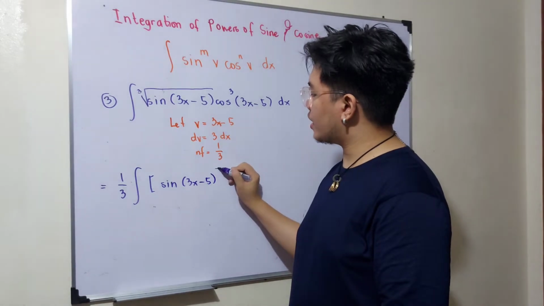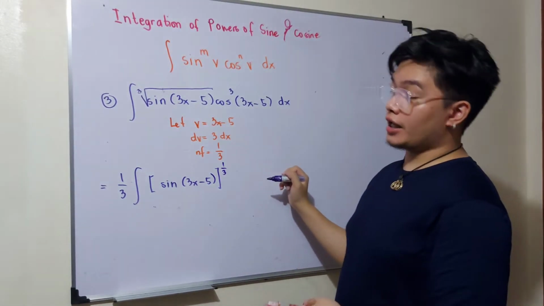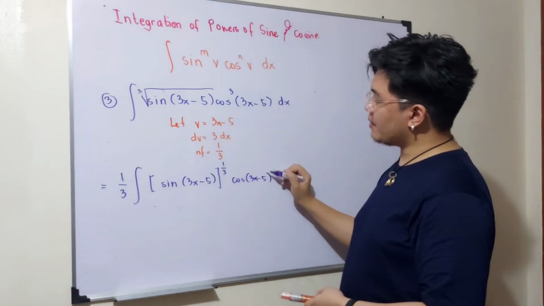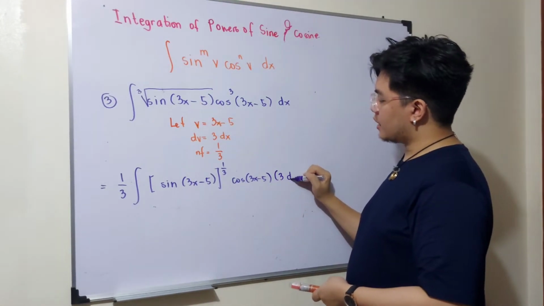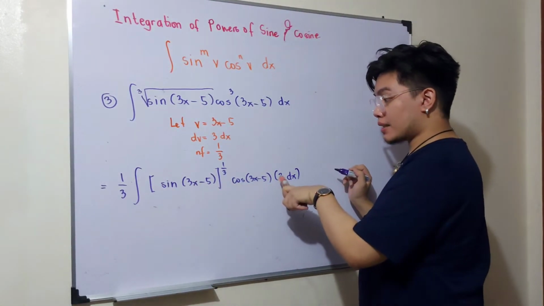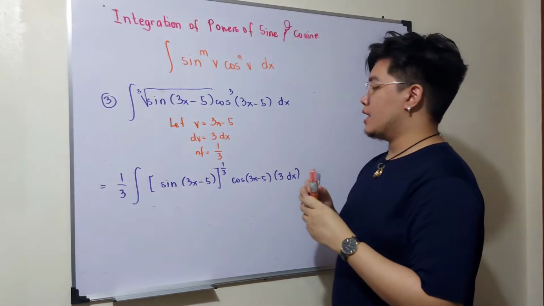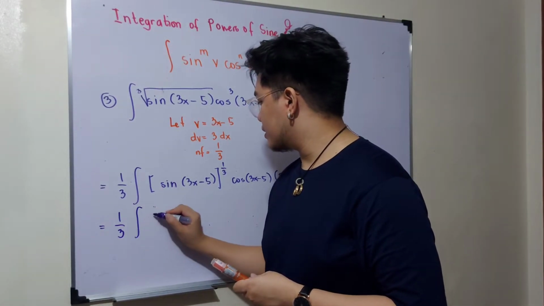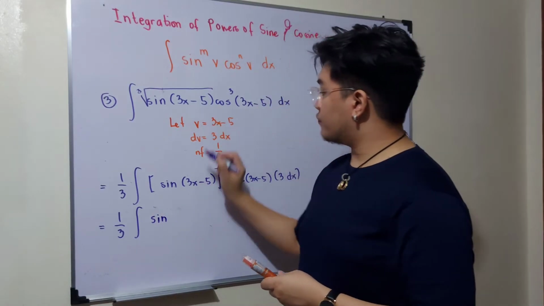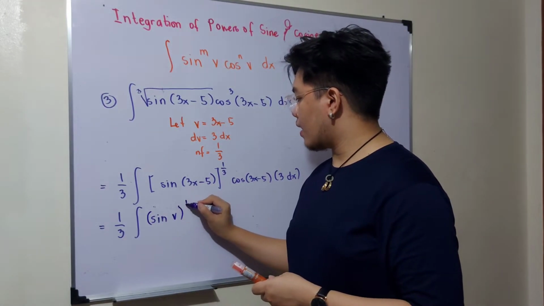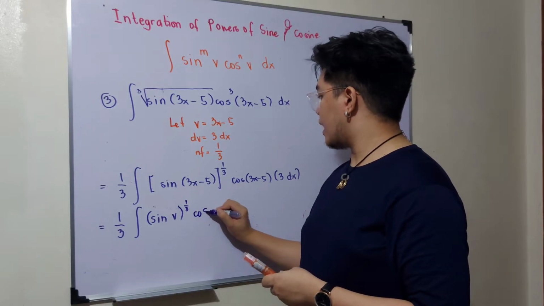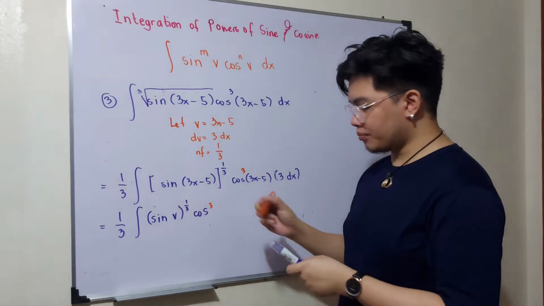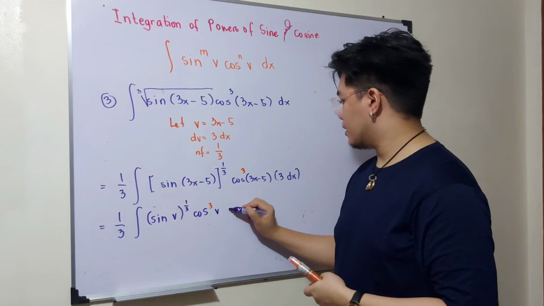Gawin natin ganito yung itsura nito, raised to 1/3, fractional exponent. And then ito, we have cosine 3x minus 5, and then i-insert natin yung 3 dx. Kasi nag-insert tayo ng 1/3, so dapat dito meron din para magtatabla sila. Okay. So, gawin na natin yung representation. So, we have sine V raised to 1/3. And then cosine, nakalimutan ko yung cube dito. Ayan, so cosine cubed V and then dV.